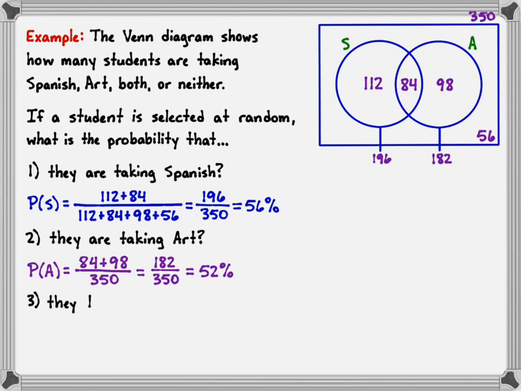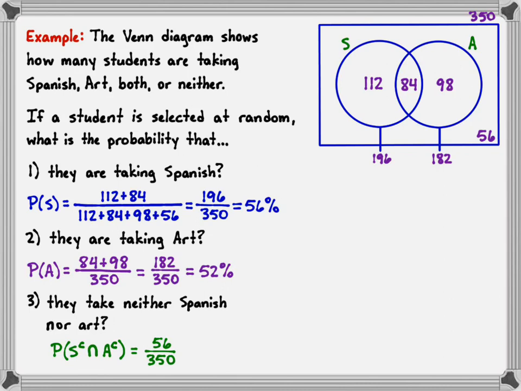All right, next question. What is the probability that a student is taking neither Spanish nor art? So we are looking for the region of students that are not taking either class. Well, is this student taking Spanish or art? Yes, they are. Is this one? Yes. Is this one? Yes. Is this one? No. So our total students that are taking neither class is 56 out of 350.